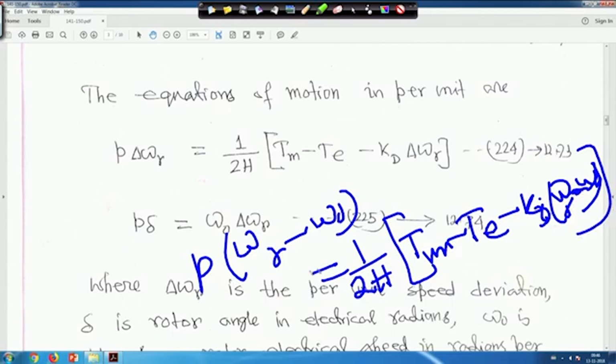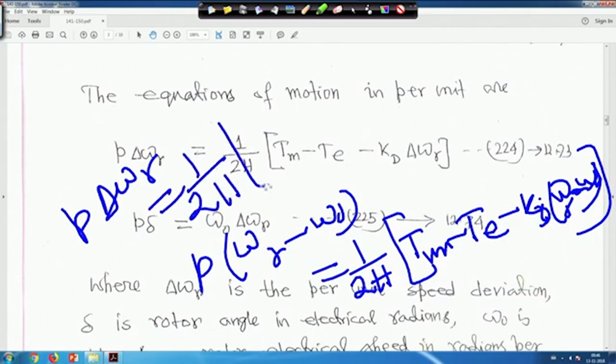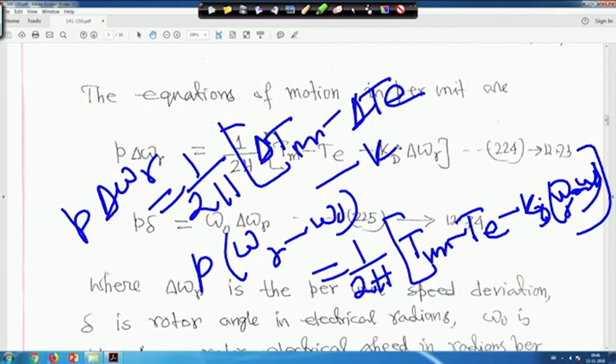Now, if you take the small perturbation on both sides, then what will happen? Then it will be P into delta omega r, where omega 0 is the reference speed. So, P into delta omega r is equal to 1 upon 2H, and it will be delta T m, then delta T e, and again minus K d, where omega r minus omega 0 under small perturbation becomes K d delta omega r.